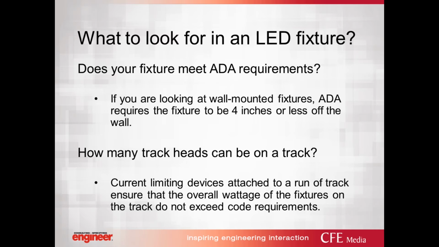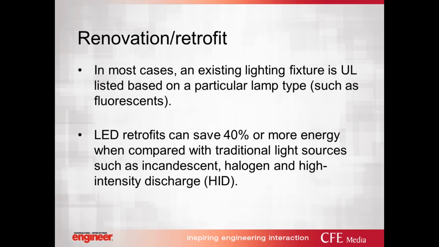Another question is how many fixtures can be on the track? This can be a tough one. If you have a continuous run of track, obviously there's a certain amount of power going to that track. Something called a current limiting device attached to the run of track ensures that the overall wattage of the fixtures on the track doesn't exceed code requirements. Oftentimes this can be done at the panel, or it can be done with a current limiting device that basically tops out the track at a certain wattage. So let's say by code you can only have 300 watts on a track. The current limiting device would ensure that. So if you put one too many track heads on, the track itself is going to shut off. It really ensures that you're meeting code, and that is what is used in your ComCheck and LPD requirements.